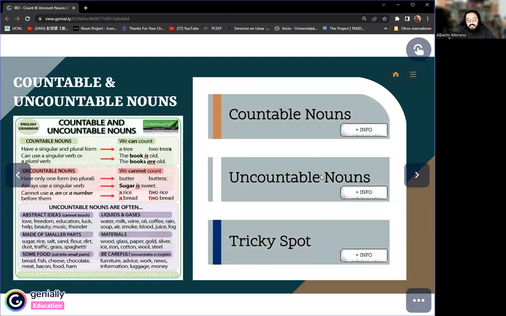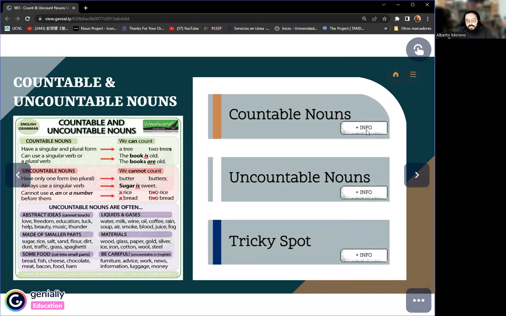So as its name says, countable nouns are the nouns that can be counted with ordinal numbers or cardinal numbers. I mean cardinal numbers. And the uncountable nouns are the nouns that you need to use a measurement unit in order to count them. But let's see this more in depth.